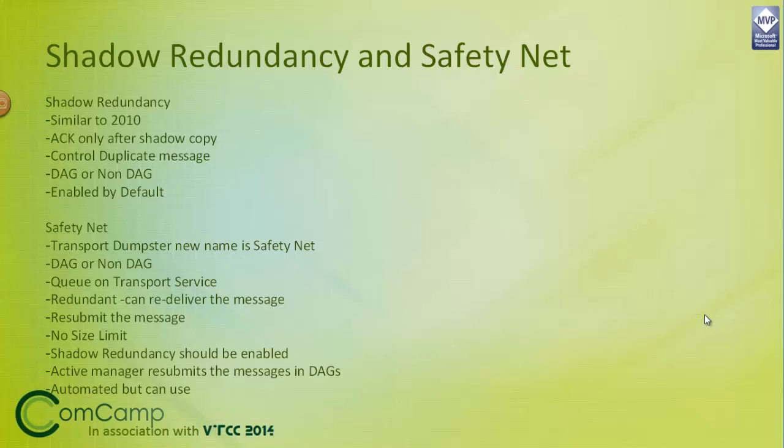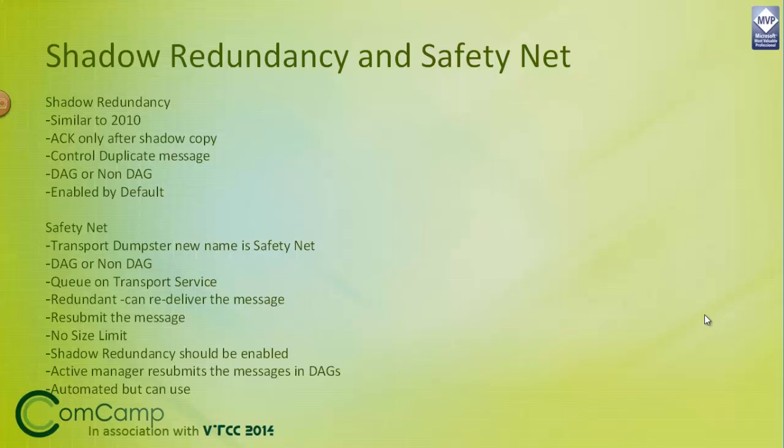Safety net works for both DAG and non-DAG, same as the shadow redundancy. DAG boundary is across the site, and non-DAG boundary is within the AD site. Right. Transport dumpster. Okay, so the safety net creates the queues on the transport service.